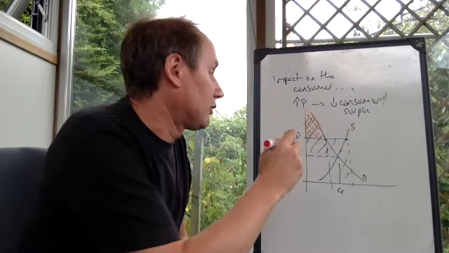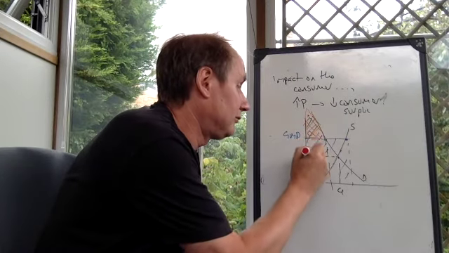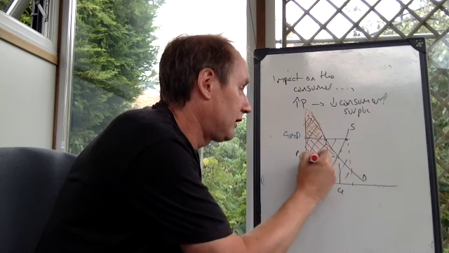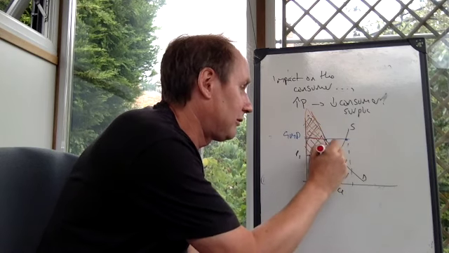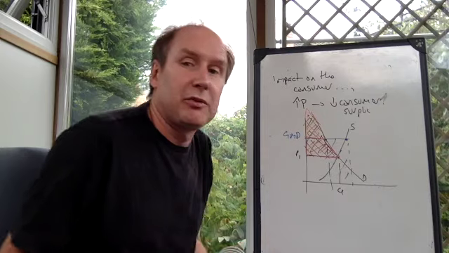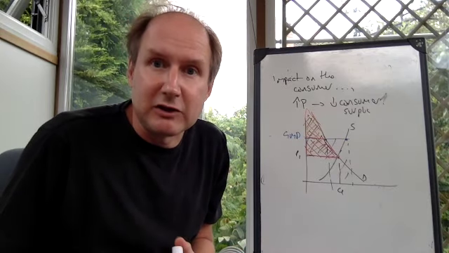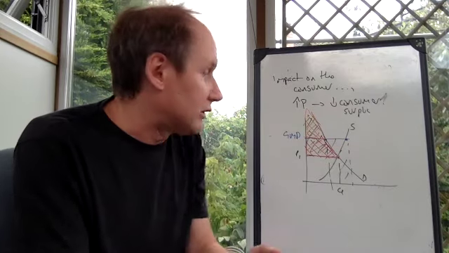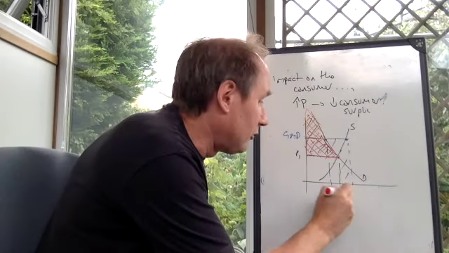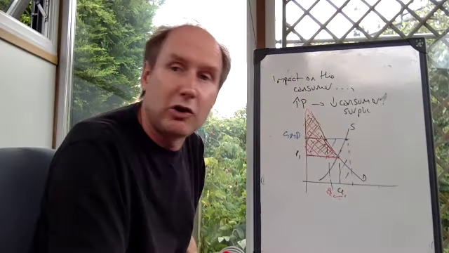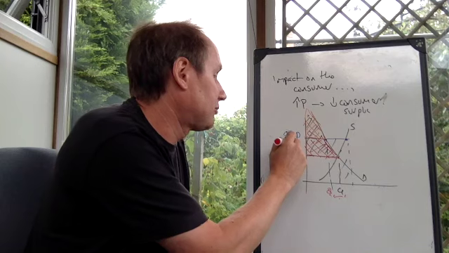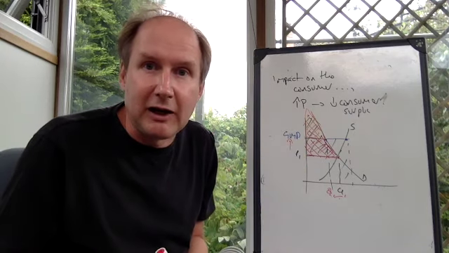There's been a loss of consumer surplus of all of this weird trapezium shaped thing here. All of that consumer surplus has been lost. And that's a combination of the fact that fewer units are bought, demand falls from Q1 to Q2, so consumer surplus is lost for that reason, and it's also lost because consumers are paying a higher price.